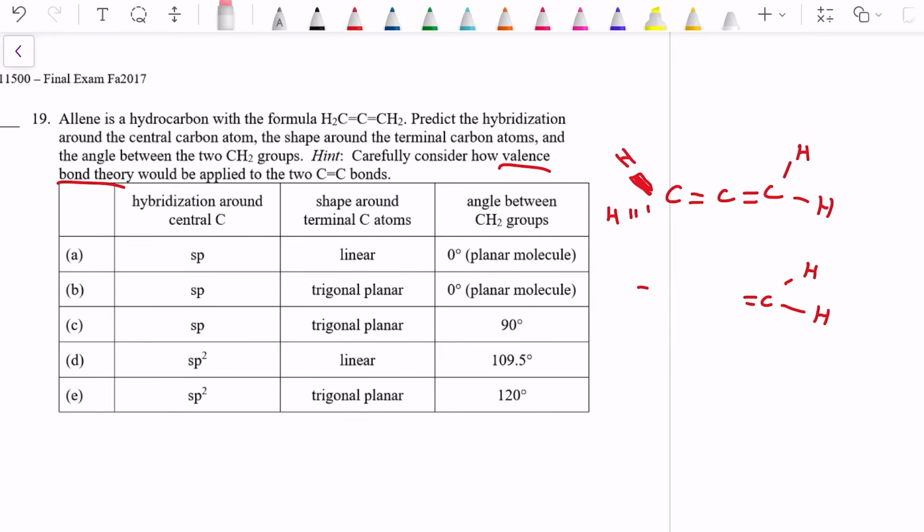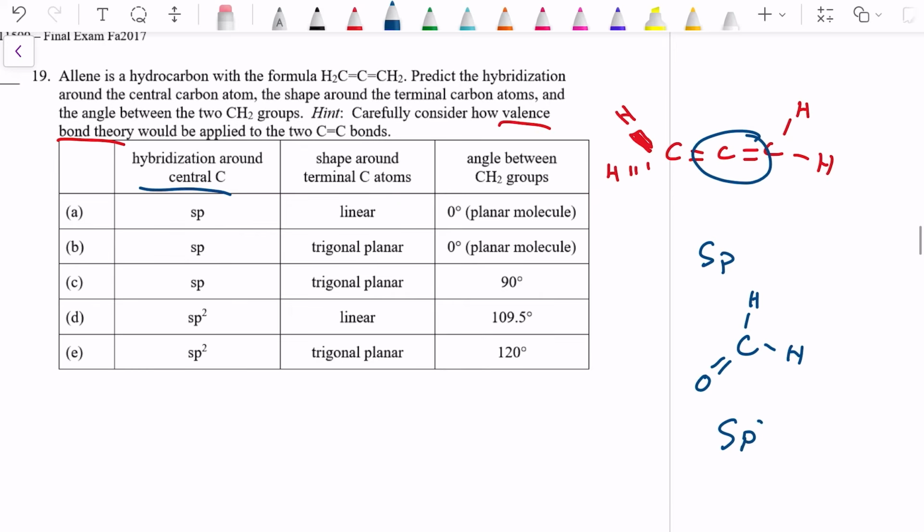So anyways, now let's get into answering the problem. All right, first of all, hybridization around the central carbon atom. The central carbon atom has 2 bonds, so I know it is sp hybridized. You add 1 p every time you add another bond. So if this carbon instead had 3 bonds, this would be sp2 hybridized. And if I had CH4, it'd be sp3 hybridized. But in our case, we only have 2 bonds, so it's sp hybridized. So it's not D or E.